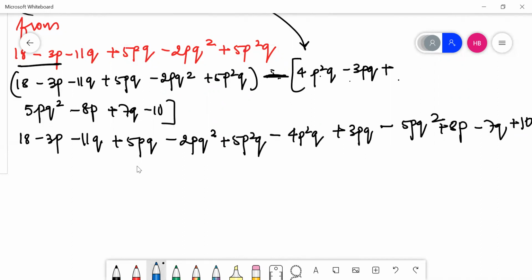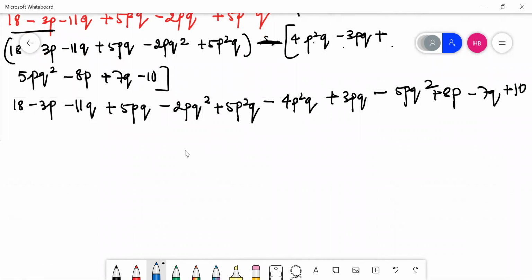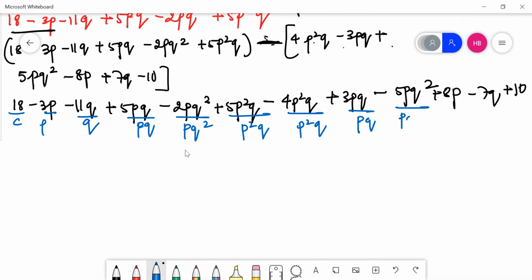Okay. After doing this, I have to find the variable part of each term. This is constant. This is p, q, pq, pq square, p square q, p square q, pq, pq square, pq, and this is constant. So now I have to group the similar terms. First I will start with the constant. 18 I have included, and 10. Is there any other constant I can find? No. So I'll write 18 plus 10. Now plus I will write p, the like terms which have p as the variable.